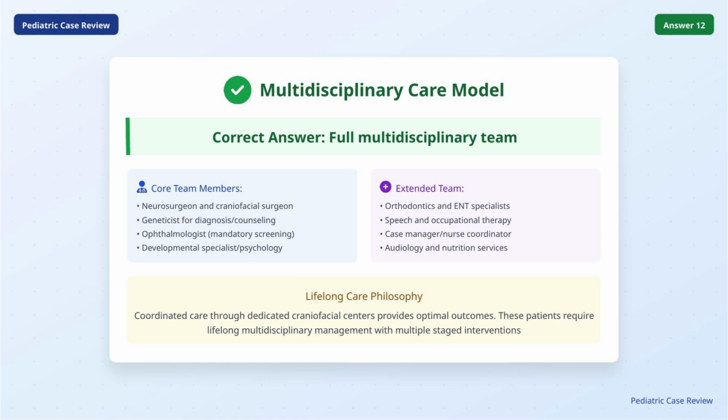The correct answer requires a full multidisciplinary team including neurosurgeon, craniofacial surgeon, geneticist, ophthalmologist, and developmental specialist. Additional team members include orthodontists, ear, nose, throat specialists, and speech therapists. Coordinated care through dedicated craniofacial centers provides optimal outcomes. These patients require lifelong multidisciplinary management with multiple staged interventions throughout childhood and adolescence.